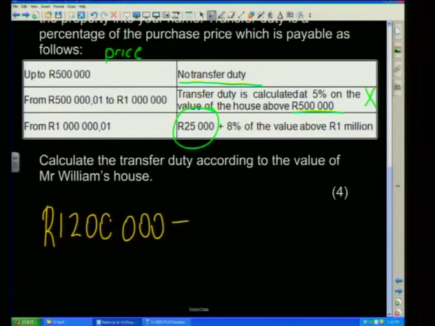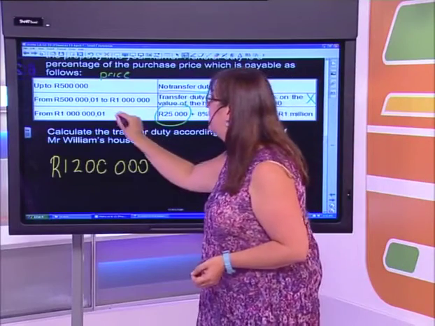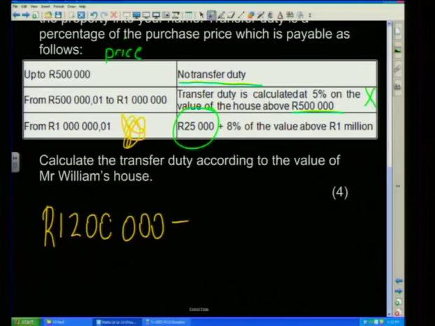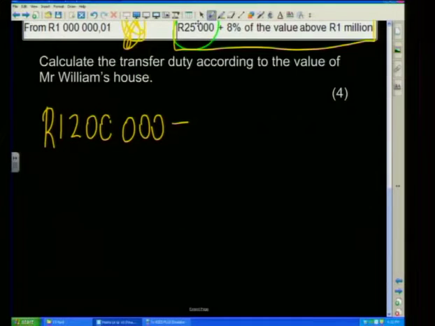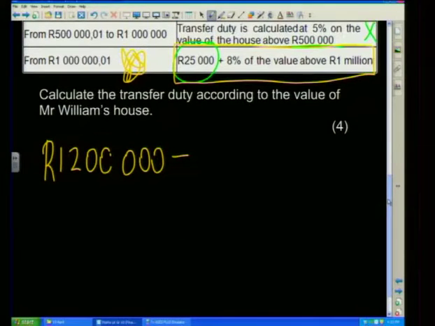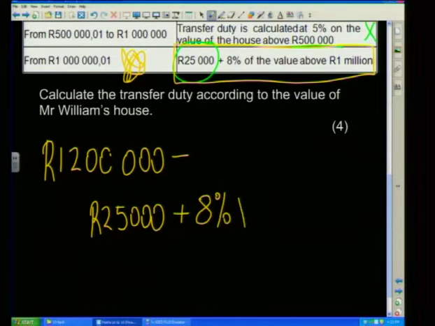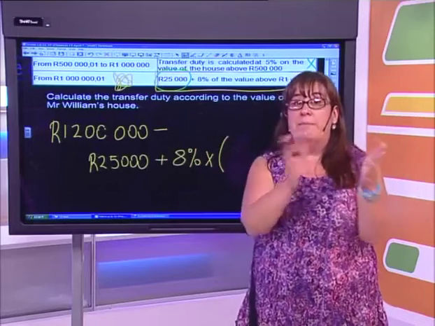So we have to find it in our table. Where does it fit into our table? It fits right over there. So we are going to be looking at just this block, and that's what Mr. Williams is going to pay. So he's going to pay 25,000 Rand plus 8% of the value above 1 million. So what I need to do is find out how much of his house is above 1 million.